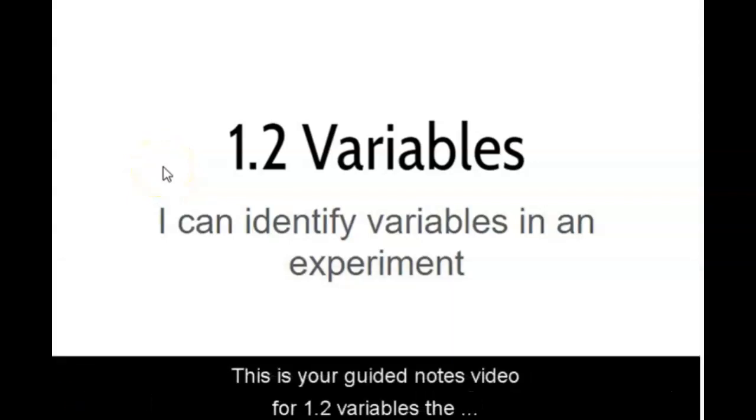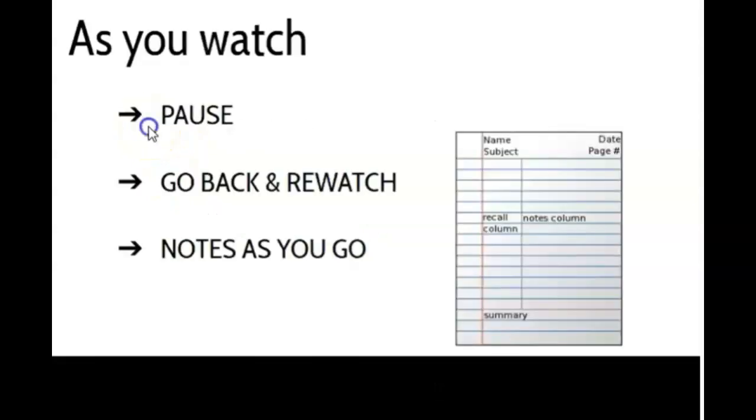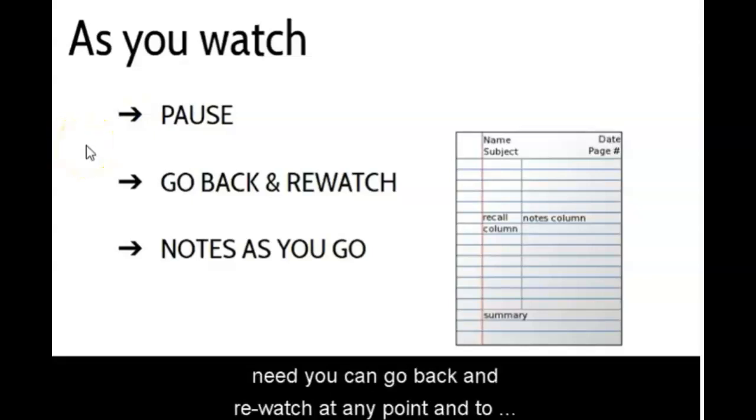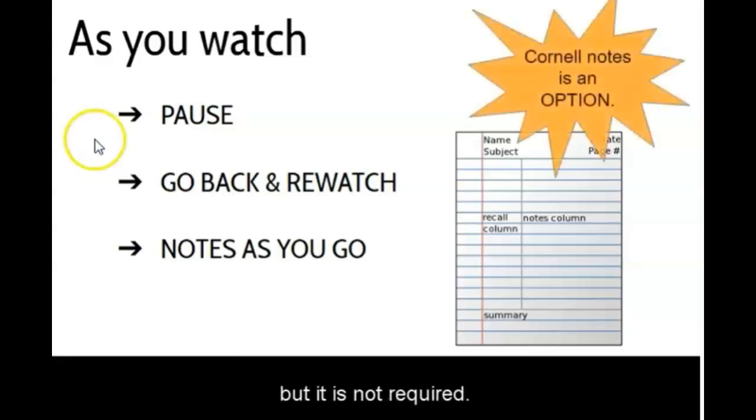This is your guided notes video for 1.2 variables. The learning target today is I can identify variables in an experiment. As you watch, a reminder to pause the video when you need. You can go back and rewatch at any point, and to take notes as you go. And Cornell Notes is an option, but it is not required.